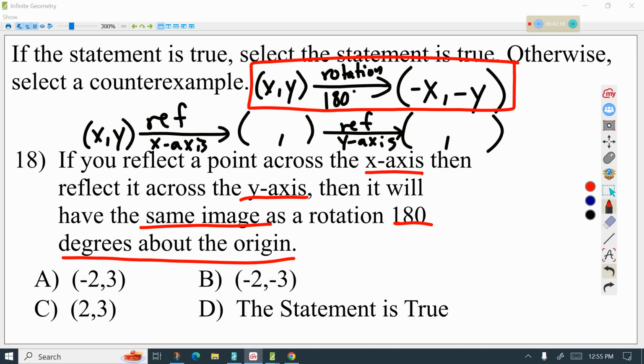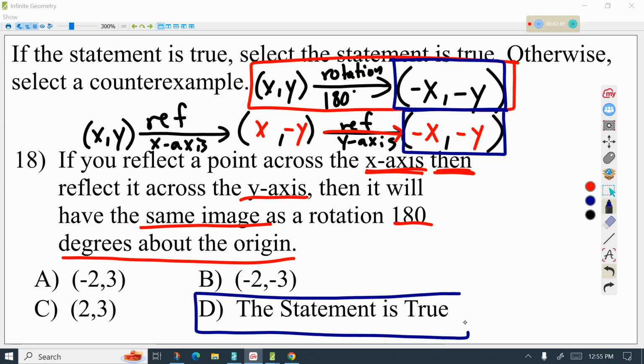Well, when I reflect across the x-axis, we saw earlier that it's the y-coordinate that changes, right? But now notice that I have to do the next one. After we reflect across the x-axis, we have to do another one. So that's what we're going to do, this reflection across the y-axis, okay? But when you reflect the point across the y-axis, the only one that changes is the x. And so now we can see that we ended up with the same exact thing. I hope you can notice that this one ended up with the same thing that this one ended up with. Okay, so the answer here is that this statement is true.